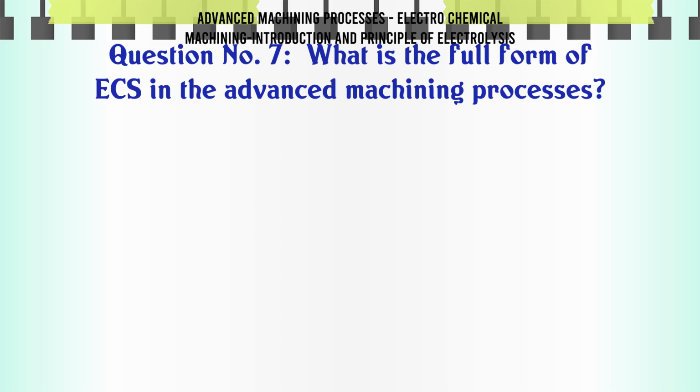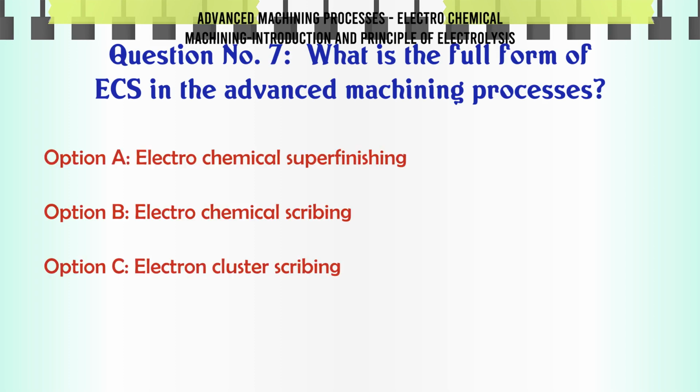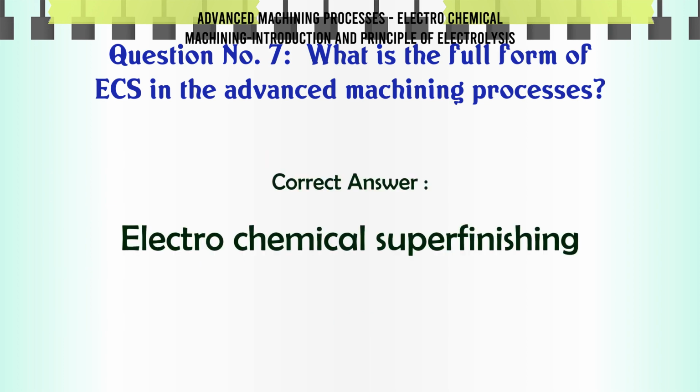What is the full form of ECS in the advanced machining processes? A. Electrochemical superfinishing, B. Electrochemical scribing, C. Electron cluster scribing, D. Electron cluster superfinishing. The correct answer is electrochemical superfinishing.